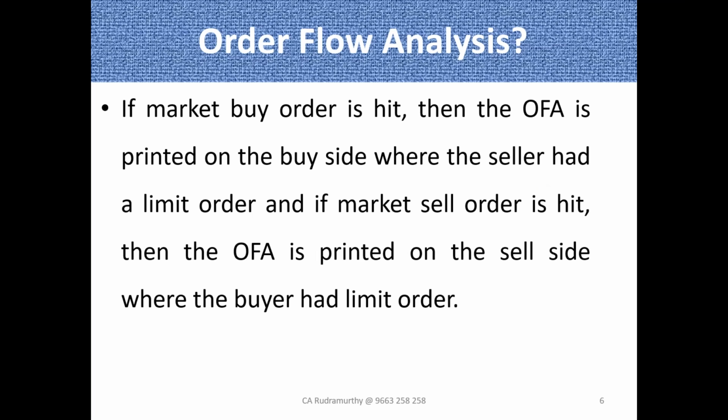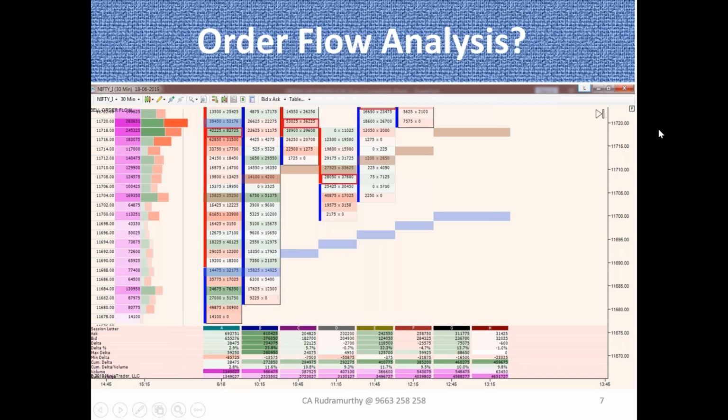the buy side where the seller had a limit order, and if a market sell order is hit, then order flow is printed on the sell side where the buyer had a limit order. Now what do you mean by this? I can explain it very easily and simply through this example. So I want each one of you to follow this example very clearly.